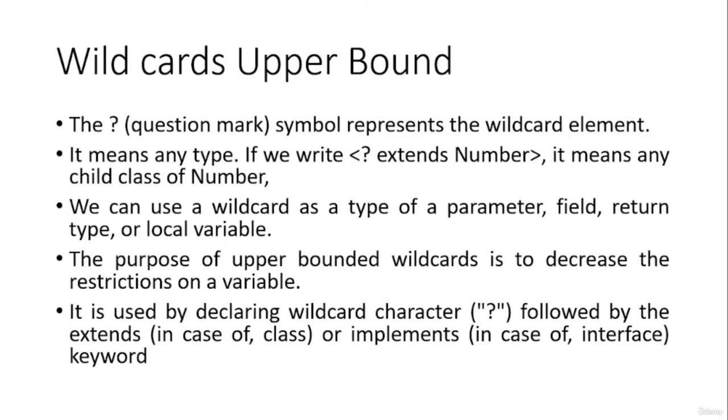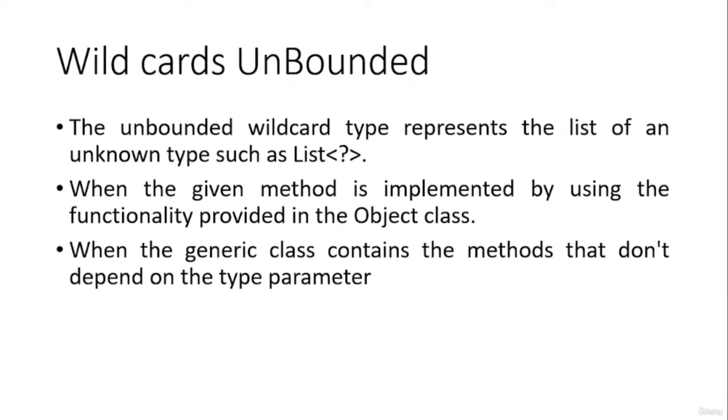Now let us discuss unbounded wildcards. Unbounded wildcards are used when we are not sure about the type. If we don't know the type, then we can use unbounded wildcards. The question mark symbol will be there in the middle. It is used when we use the functionality of the Object class, and also when the generic method doesn't depend upon the type parameter. At that time also we can use unbounded wildcards.